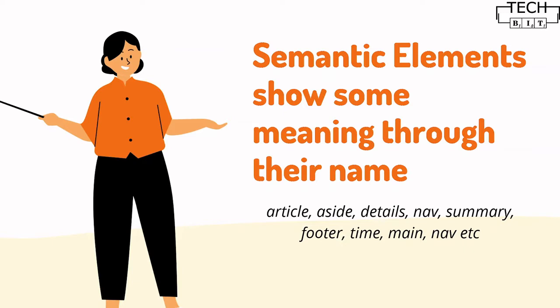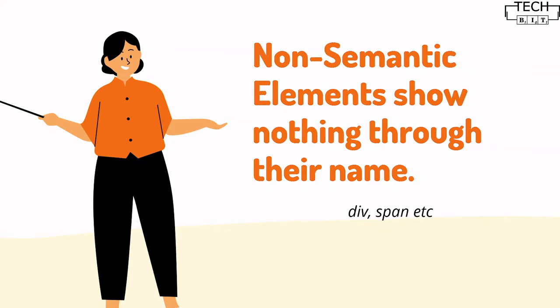So now let's move on to non-semantic elements. Non-semantic elements show nothing through their names. As I already told you, non-semantic elements were part of previous HTML versions also. So non-semantic elements are div and span. For example, we assign a class or an ID to a div or a span to give meaning to the complete container, to the div.